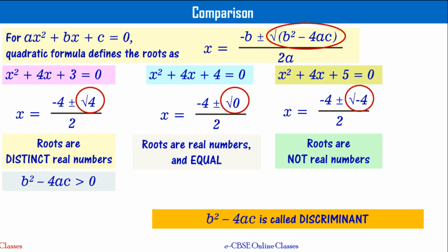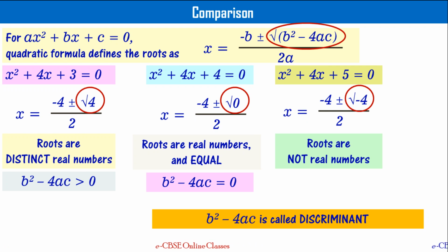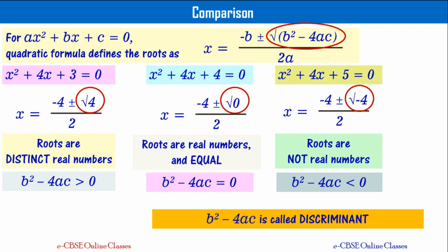When b square minus 4ac is greater than 0, as in the first problem, the roots are distinct real numbers. It means roots are real numbers, but they are distinct. When b square minus 4ac equal to 0, roots are real numbers and they are equal. When b square minus 4ac is less than 0, roots are not real numbers. They are called complex numbers. You will get to know in the next classes. Please take a note of that.